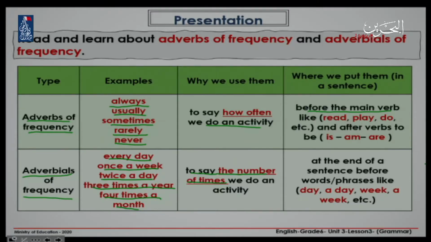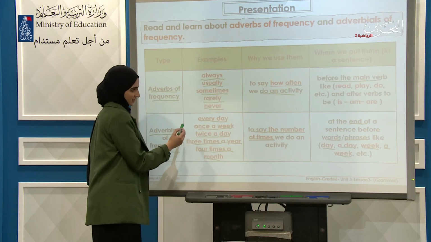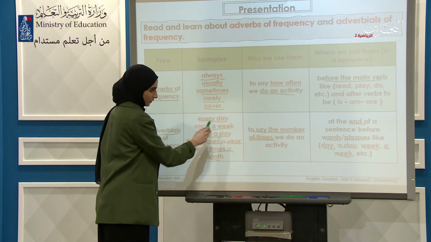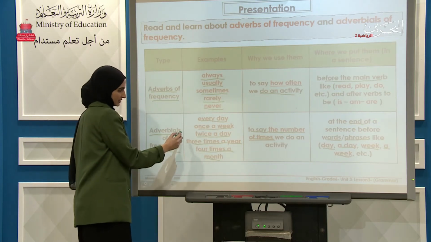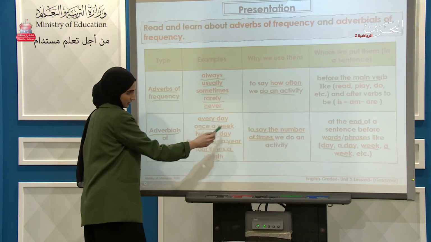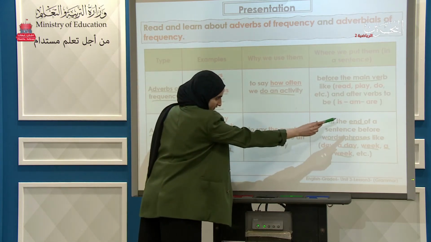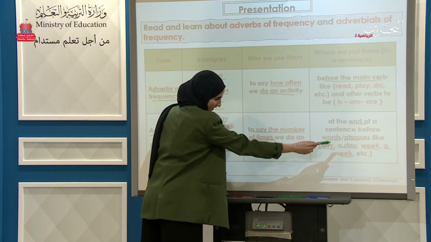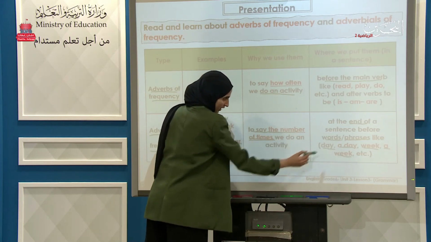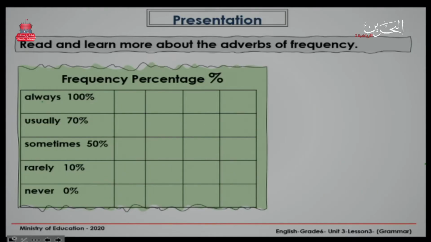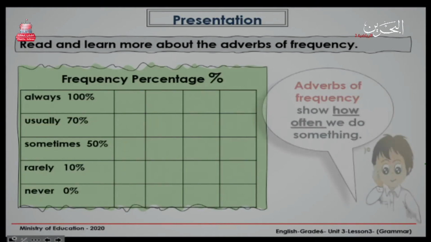So where do we put them in a sentence? We put them at the end of a sentence before words or phrases like day, a day, week, a week. Let's have an example. You can say, I visit my grandma every day. Or you can say, he plays football once a week. So we use it at the end of the sentence before the phrases like day, a day, week, and a week.